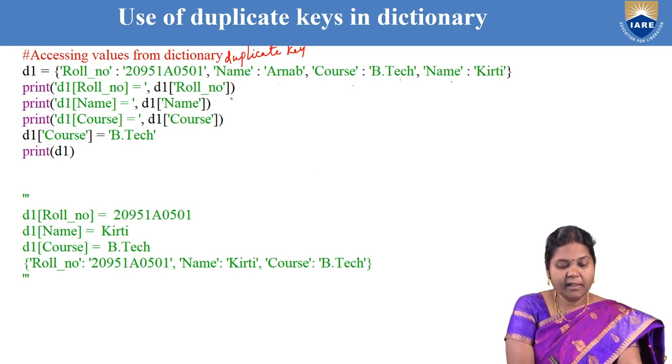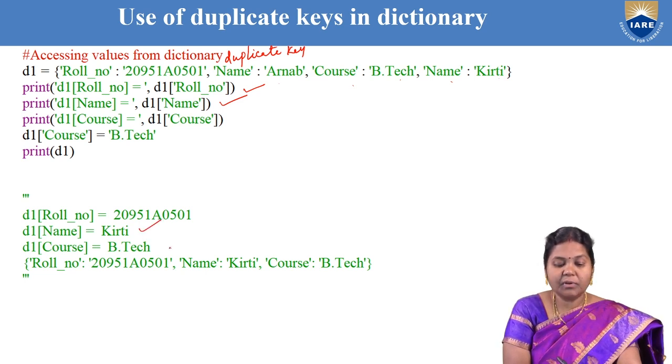If you retrieve it, I am providing individual keys to retrieve their values. D1 of roll number gives me the roll number 20951A0501. D1 of name retrieves only the latest name, that is Kirti, and D1 of course gives me BTech. Because the earlier name was Arnab, whenever you duplicate a key, it will overwrite, so Arnab was replaced by Kirti.